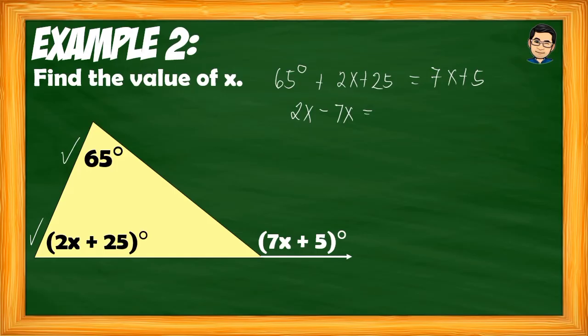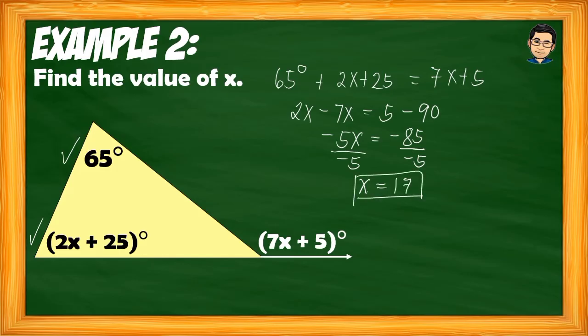So, i-add natin yung negative 90 to both sides. So, magiging 5 minus 90. Next, 2x minus 7x is negative 5x equals 5 minus 90, that is negative 85. Dividing both sides of the equation by negative 5, so our value of x will be 17.